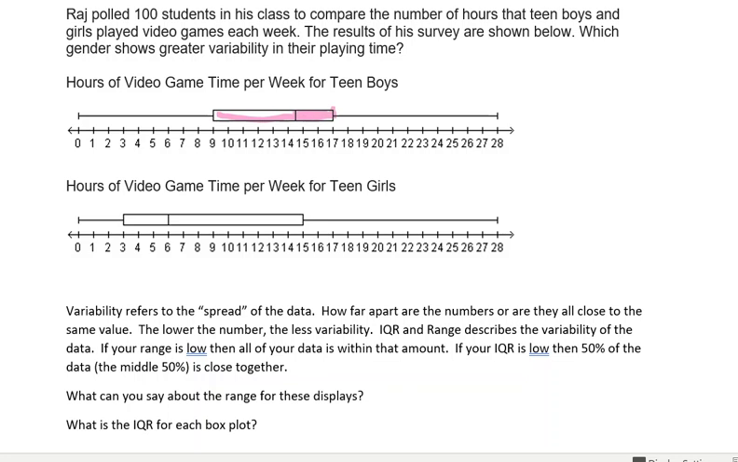So that's the size of the box. And you don't even have to do the math to tell that the girls' box is longer, which tells me there's going to be more variability, because you've got a smaller number and a bigger number, making it 15 minus 3, which is 12. So the interquartile range for girls is 12, whereas up here we've got 17 minus 9, which is 8. The interquartile range for the boys is 8. So there's more variability in the girls simply because the interquartile range is greater.